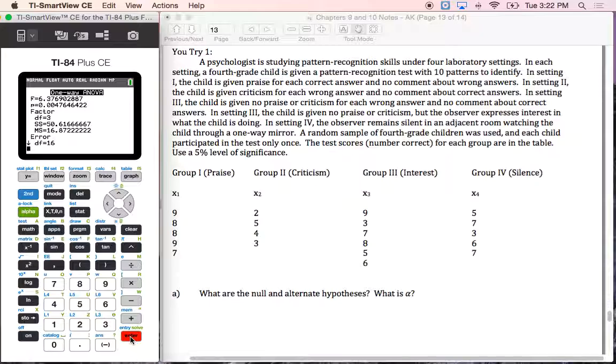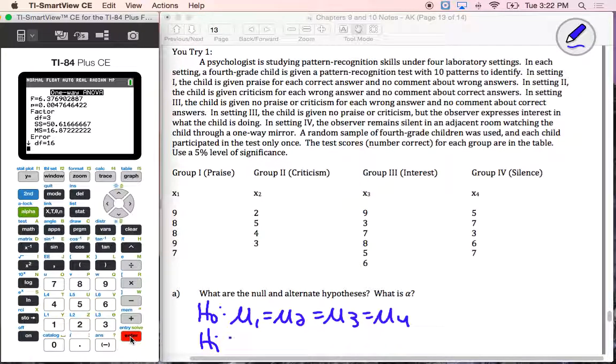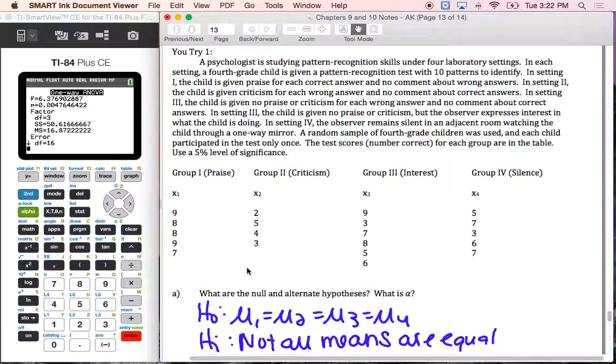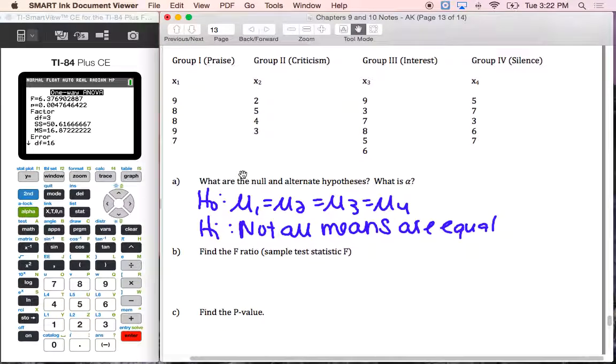There's all my numbers. Okay, so for your null, we're saying mu1 equals mu2, mu3, mu4. We're saying not all means are equal. We're not saying they're all different. We're just saying they're not all equal. So 3 of them could be equal, but 1 of them might be different. So that means they're not all the same.